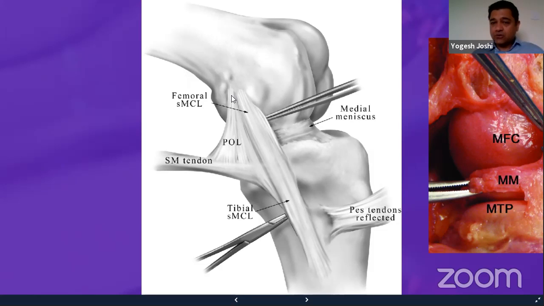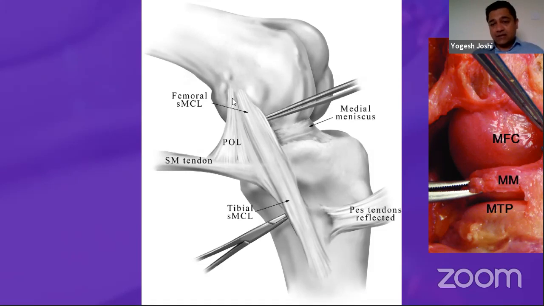So it has got an oblique direction, which is a bit different from the superficial MCL. It is attached proximally at where the gastrocnemius tubercle is, just distal to that, and it goes obliquely. Now the POL has got three components. One is the superficial component, which is quite anterior, and it merges with the fibers of the superficial MCL. Now that is not quite a thick bundle.